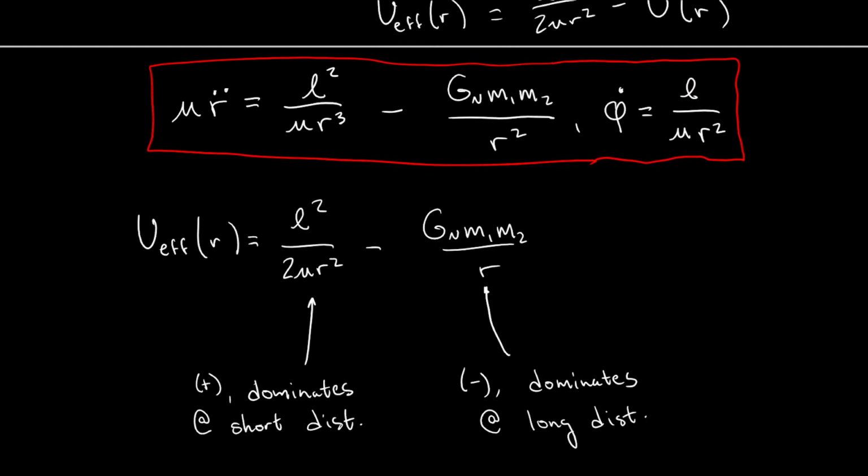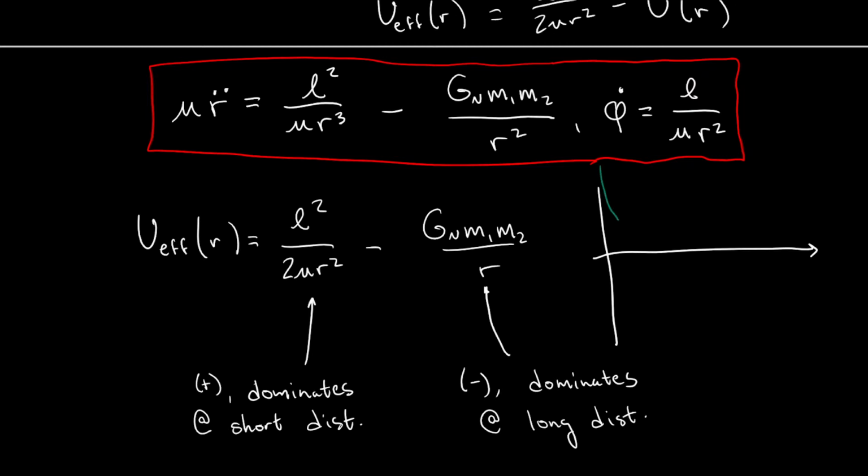And the reason being is that as r gets very, very large, 1 over r squared is going to drop off much faster than 1 over r. So in particular, I might expect a plot of each of these. So if I look at, say, the centrifugal force and the gravitational force, this might look something like this.